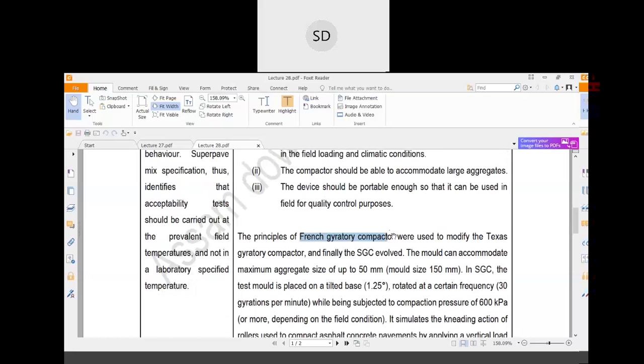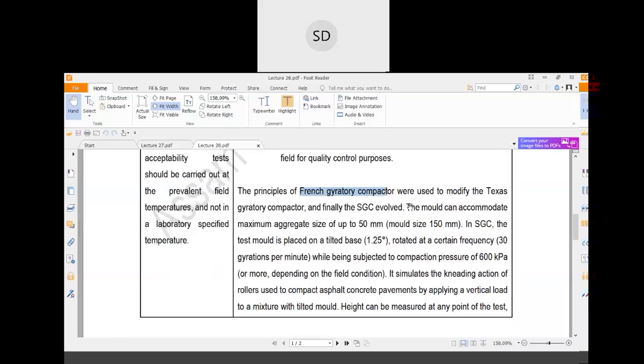Now in this case, the mold can accommodate maximum aggregate size up to 50 mm. Okay, that is the mold which can accommodate the maximum aggregate size. Now, if the aggregate sizes are maximum, in that case your mold size should also be higher. In that case, your mold size is 150 mm.